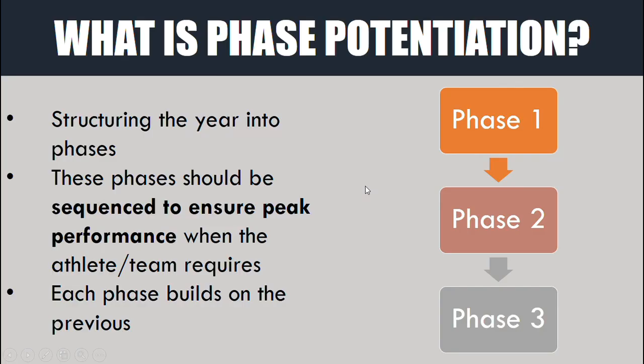Essentially, phase potentiation is structuring the year into phases. However, we can do this in a particular manner in order to ensure peak performance when the athlete or team requires it. So we can sequence the phases in order to peak our athlete at a certain time of the year. And we do this by structuring phases so that each phase builds on the previous one. So the first phase would set up the second phase for success, and the second phase would set up the third phase for success, and that will continue until we are actually at our peak.